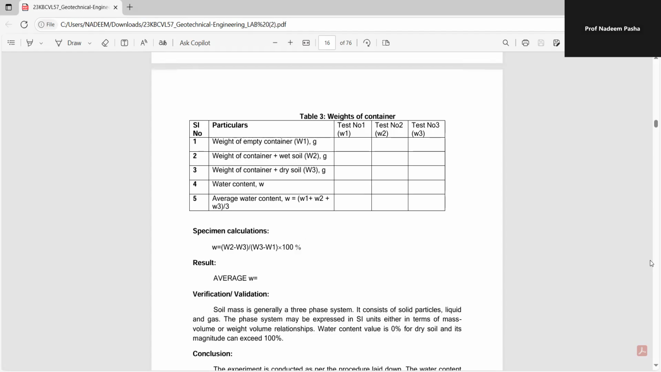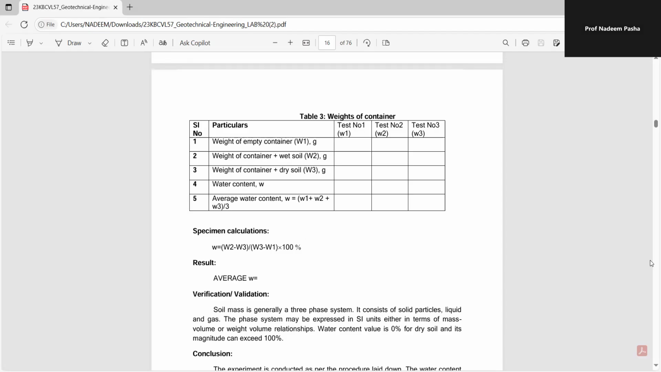W1 is the weight of the empty container. W2 is the weight of container plus wet soil. In the next experiment, it was dry soil. Here it is wet soil. W3 is the weight of container plus dry soil. So here water content w is equal to W2 minus W3 divided by W3 minus W1, into 100, because water content is expressed in terms of percentage.